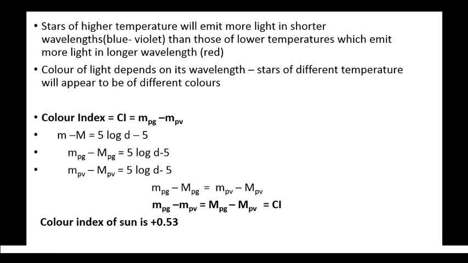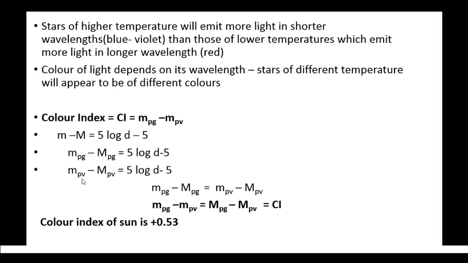So that difference between the photographic and photovisual magnitude of a star is called color index, that is CI, which is equal to MPG minus MPV. The difference between photographic and photovisual magnitude of a star is known as color index. So now we can calculate what is color index. What is another expression for color index?